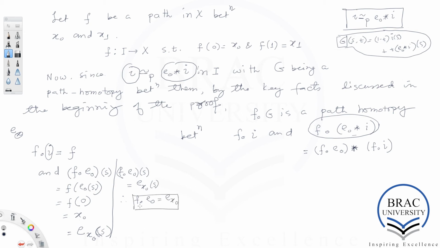Okay, so f composed with g is going to be a path homotopy between f composed with i, which is f, and f composed with e0, which is e sub x0 star f composed with i, which is f. Okay, so using the key facts we get here.